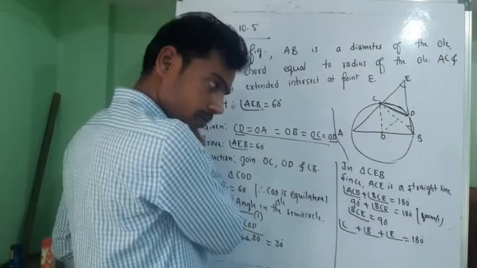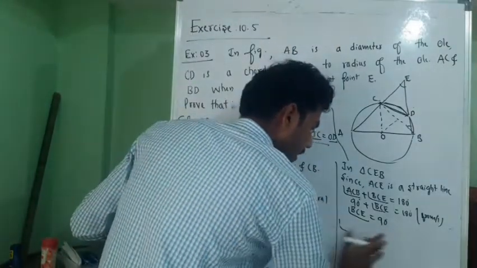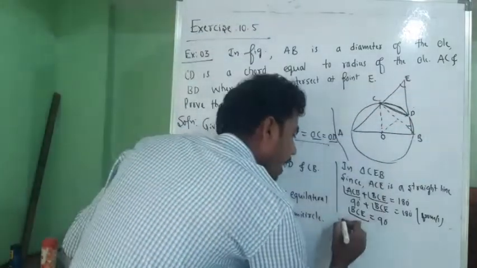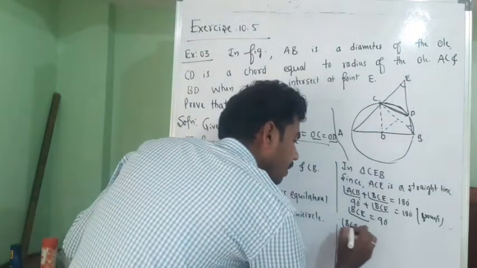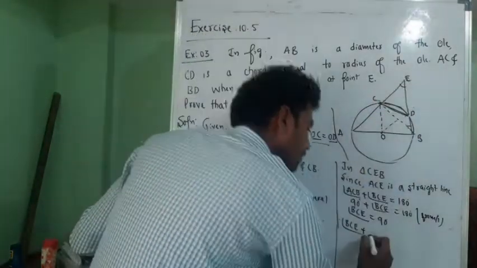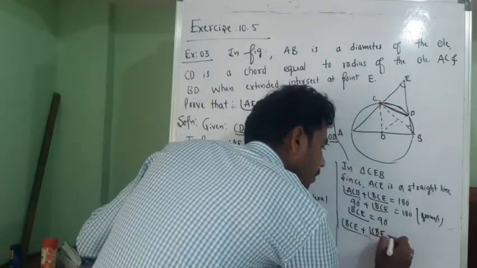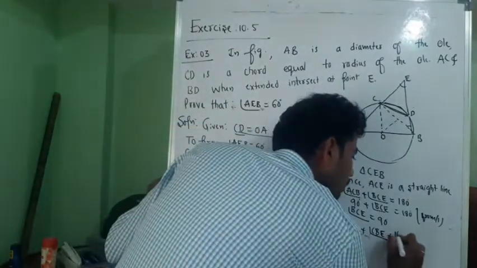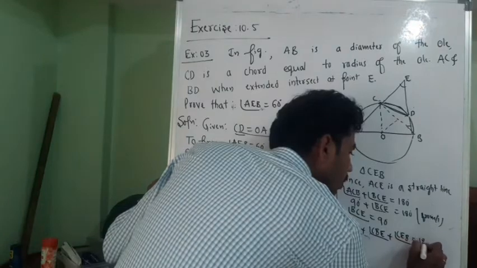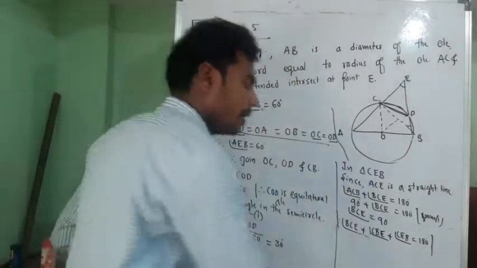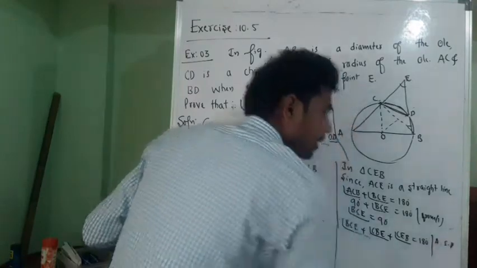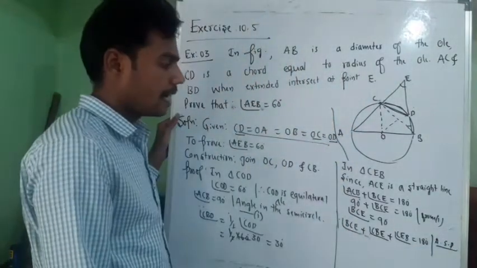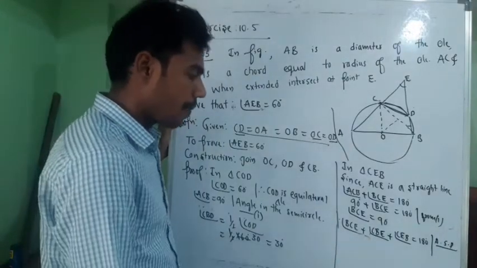To avoid the confusion, we can be specific: angle BCE plus angle CBE plus angle CEB is equal to 180 degrees. This is because of the angle sum property. You need to write this as angle sum property. Don't write it like this; I don't have space, that is the reason I didn't write it completely. You should write angle sum property.